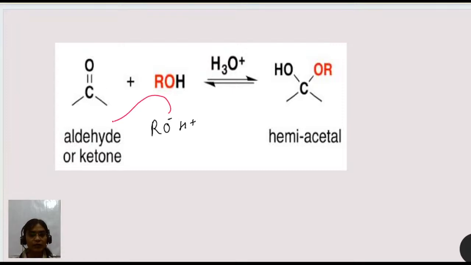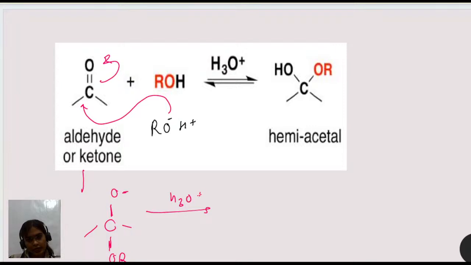This O negative simply attacks here, this bond opens up, and let me just write here that it's a carbon and an O negative is generated, and this OR part is going to combine like this. Then further hydrolysis is there, and then what we get is what is written here.